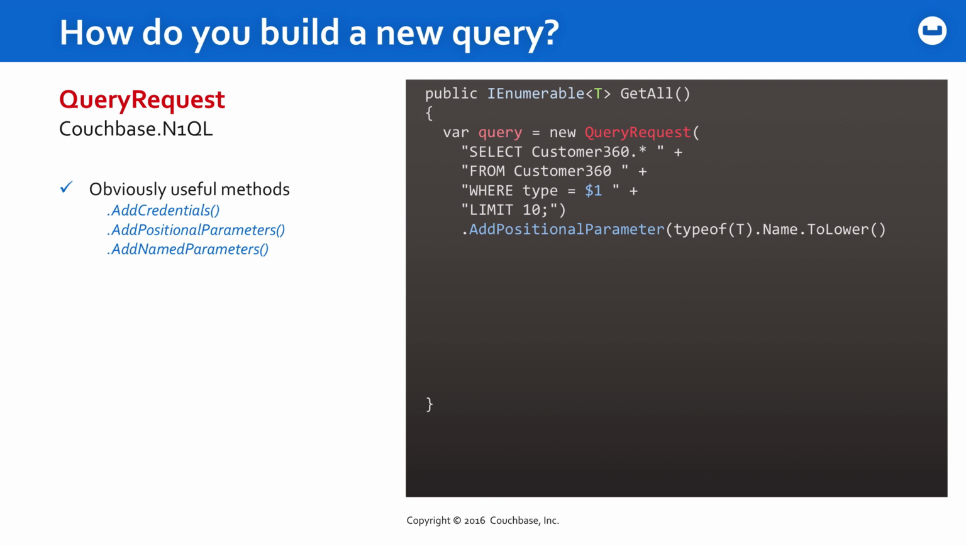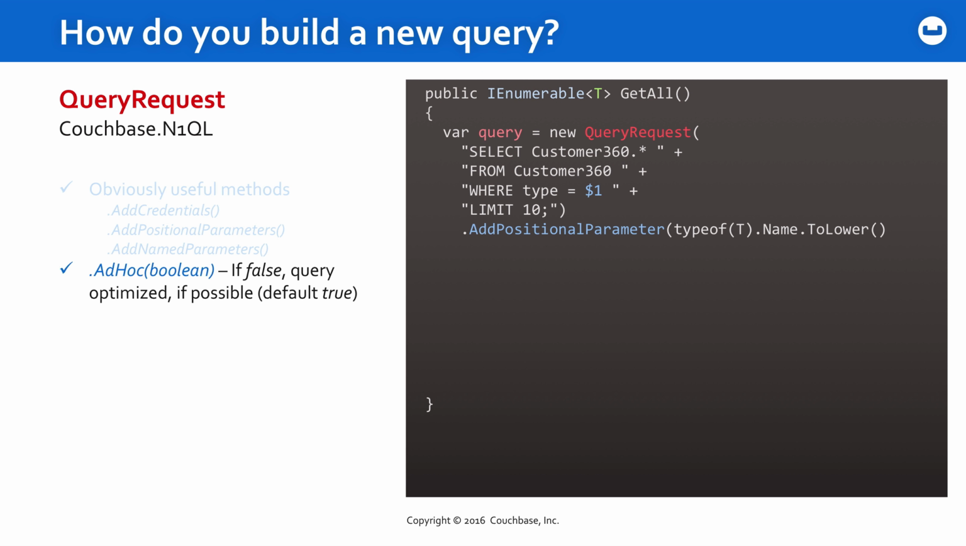Now, there are some other methods to query request that you'll want to know about. We'll familiarize you with a few here. For example, the ad hoc method takes a Boolean, and if it's false, the SDK and the server are going to attempt to optimize the query. There's a prepared statement capability with N1QL, and it will try to do the prepared statement and take other optimizations. By default, it is true, and that means the query will be run ad hoc with no special optimizations, but you can ask the server to attempt to optimize.